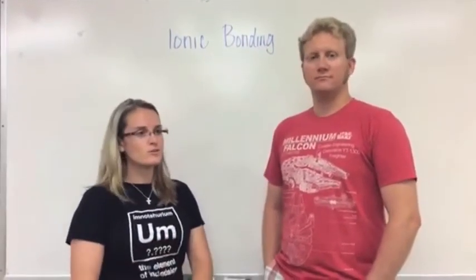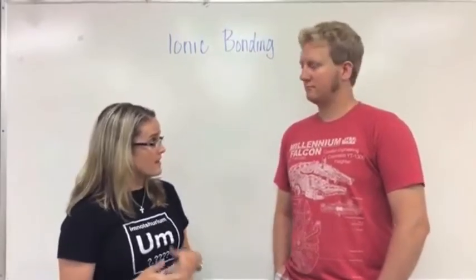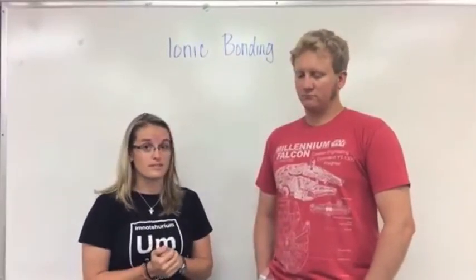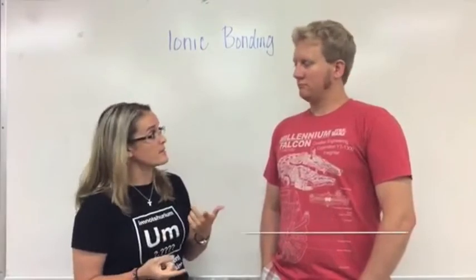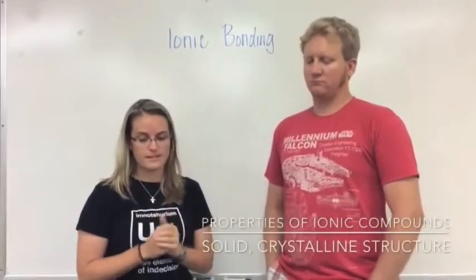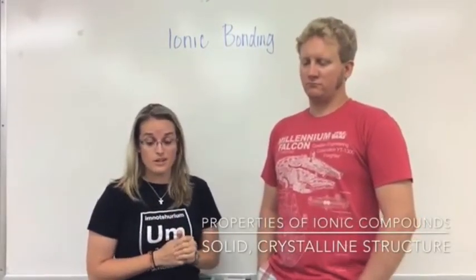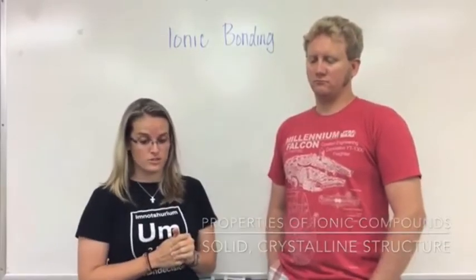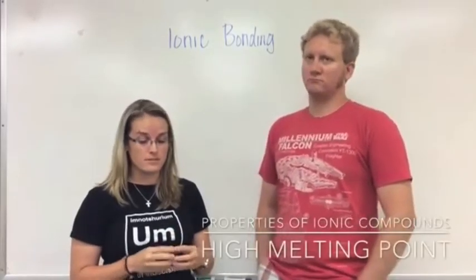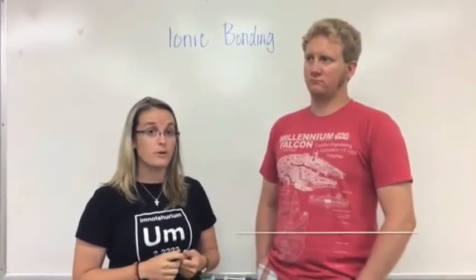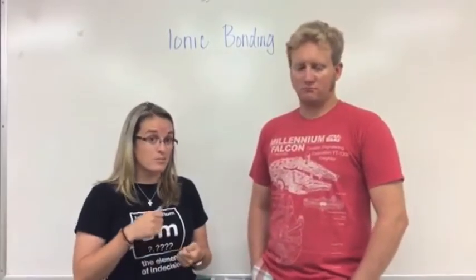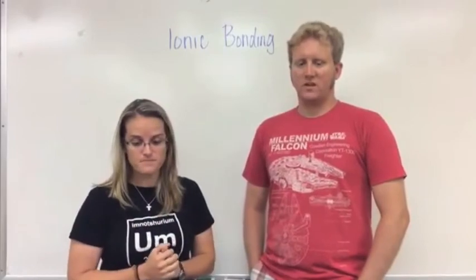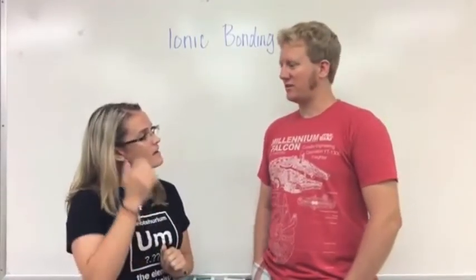All right, so let's talk about some quick properties of ionic compounds before we learn how to draw the Lewis dot structures for them. First, ionic compounds are made up of a metal and a nonmetal. We already hit that high point. They are solid, crystalline structures. They have a high melting point. They're soluble in water. They're hard or brittle. That means that they're not malleable. You can't beat them into thin sheets. So if I hit one, it's going to break.